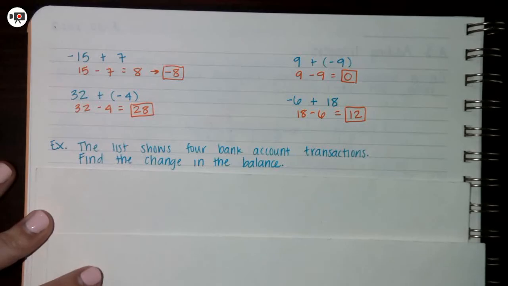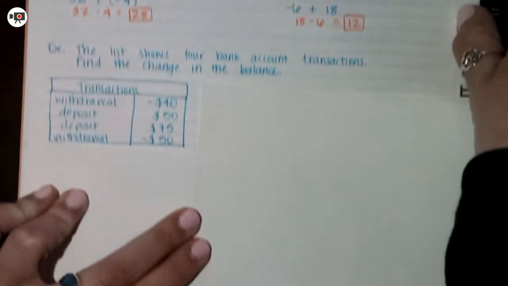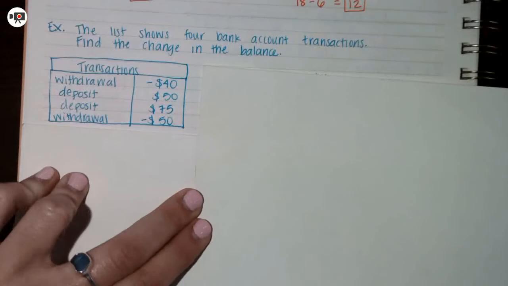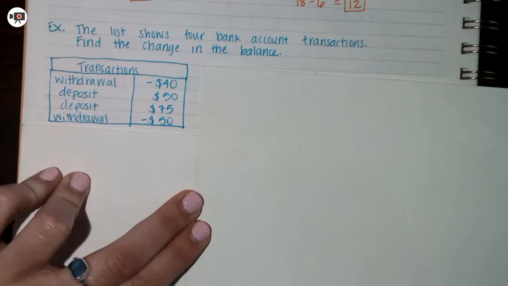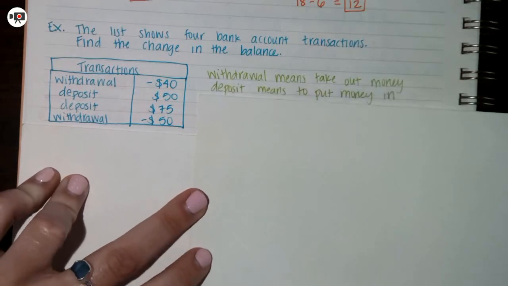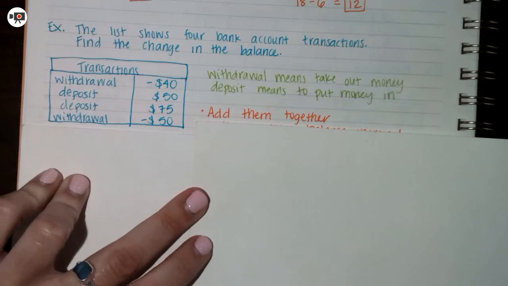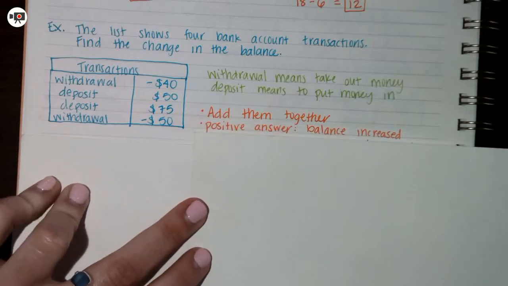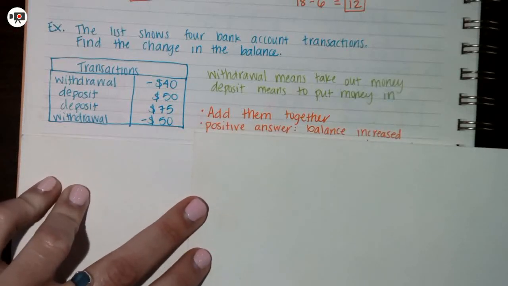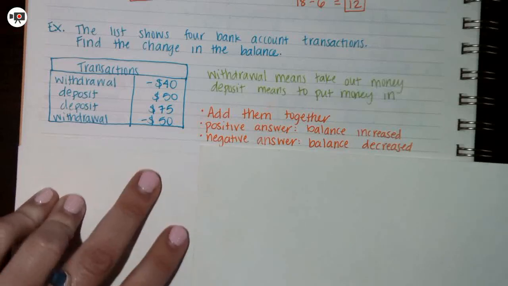Now the list shows 4 bank account transactions. We're going to find the change in the balance. So after all 4 of these, how much did the bank account change? So withdrawal means to take money out, deposit means to put money in. To find the answer, we're going to add all the numbers together. If we get a positive answer, the balance increased. If we get a negative answer, the balance decreased.